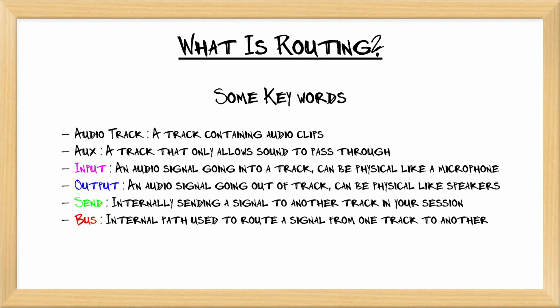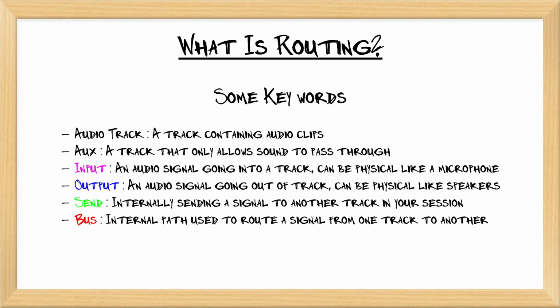Some key words to talk about when we're routing. An audio track is a track containing audio clips. An auxiliary or aux track is a track that only allows sound to pass through it. It can't live inside of the track. An input is an audio signal going into a track. And this can also be physical, like plugging a microphone into input 1 of your audio interface, for example.